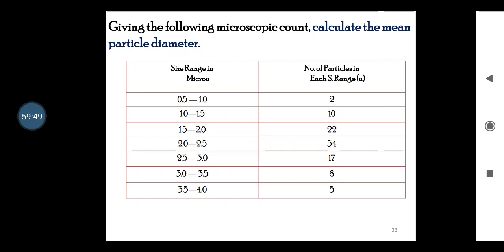As the number of particles is increased, there is still ambiguity about how that 70 is responsible for merging into the category of size range in micron, that is 2.5 to 3, and 8 even for 3 to 3.5, and 5 for 3.5 to 4. So it is very difficult to go through this, and we cannot claim accuracy.